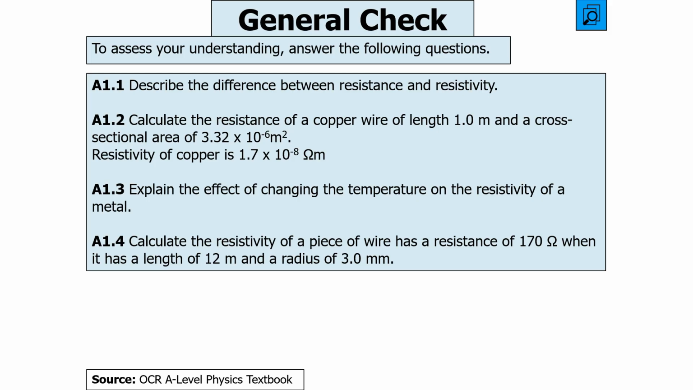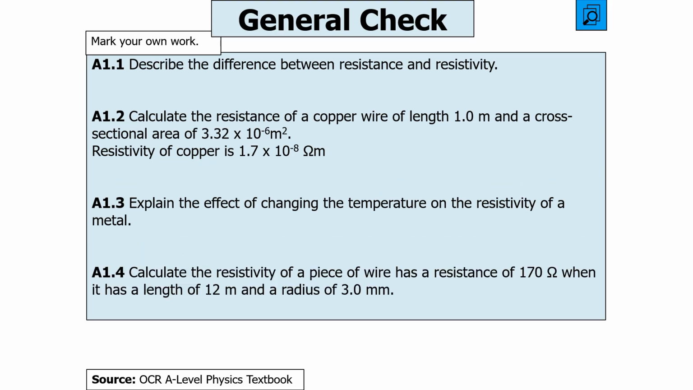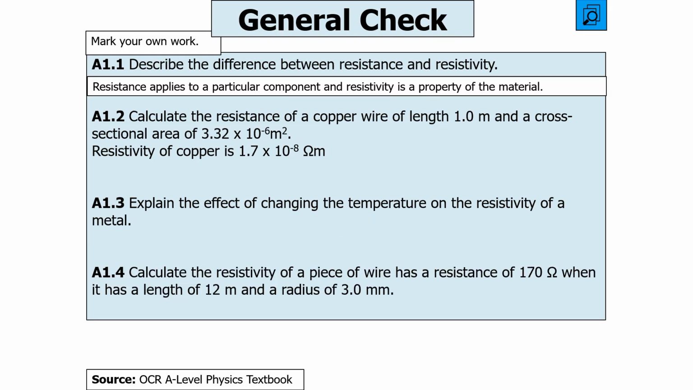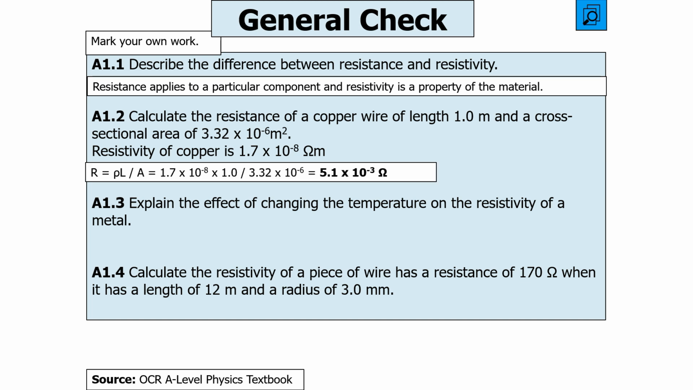Explain the effect of changing the temperature on the resistivity of a metal, and calculate the resistivity of a piece of wire when it has a resistance of 170 ohms, when it has a length of 12 meters and a radius of 3 millimeters. So pause the video now, then unpause the video when you want to go through your answer. Right, so the difference is that resistance applies to a particular component, whilst resistivity is a property of the material itself. In the next question, resistance is equal to resistivity times by length over area.